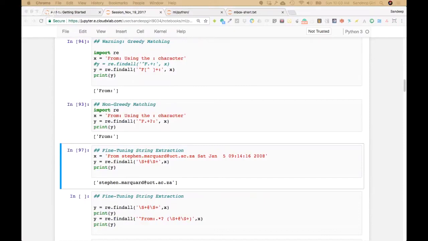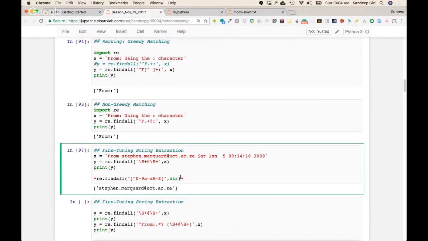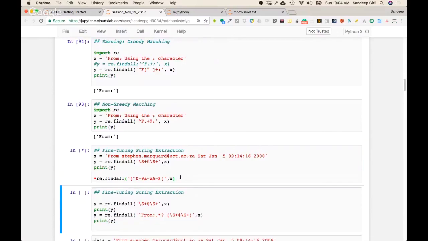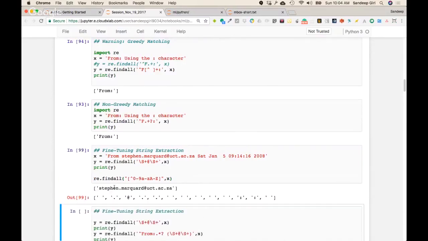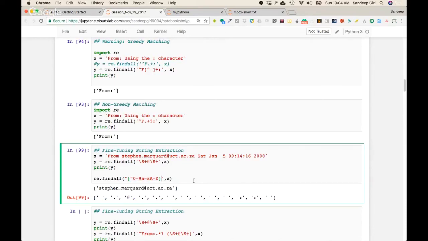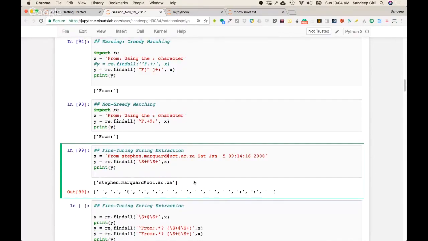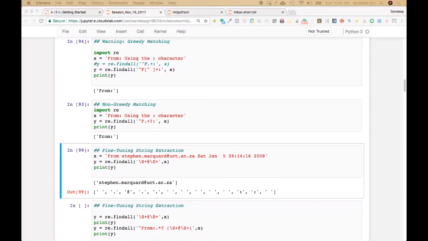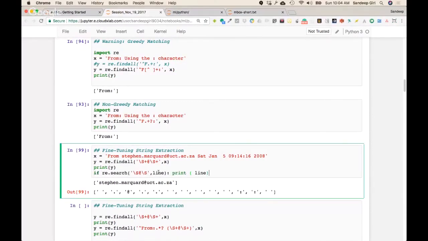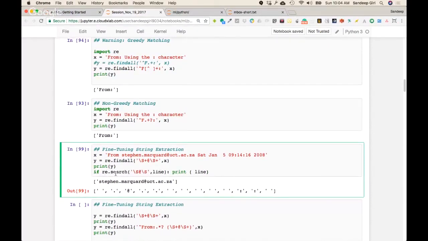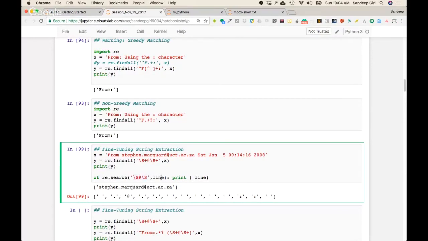A point from Subrama is that for this particular expression, it matched the entire line, not the email ID. Let me pick up the line that he has pasted and show you. So here it's saying re.search, \S+ at \S+, for line, print line, in this X.